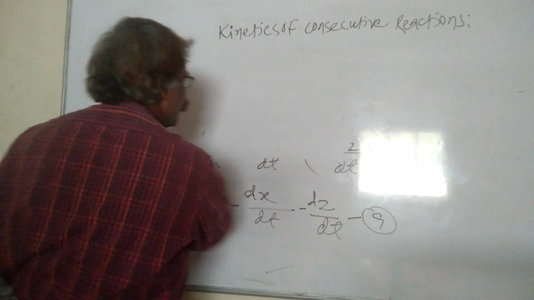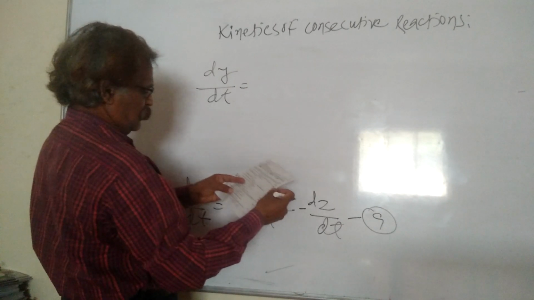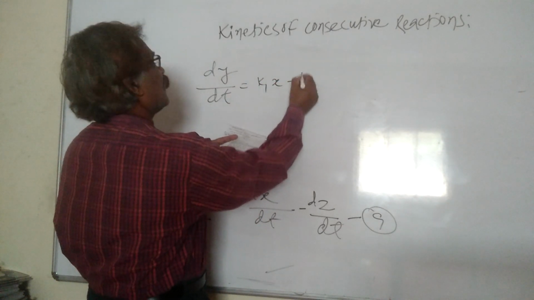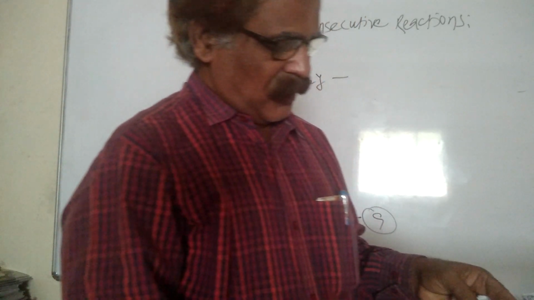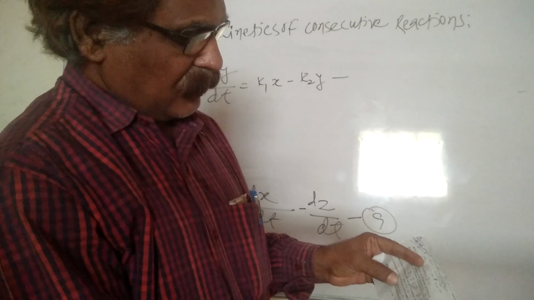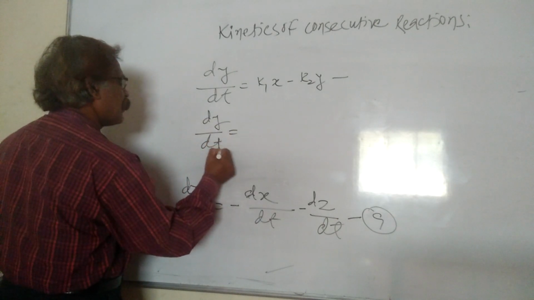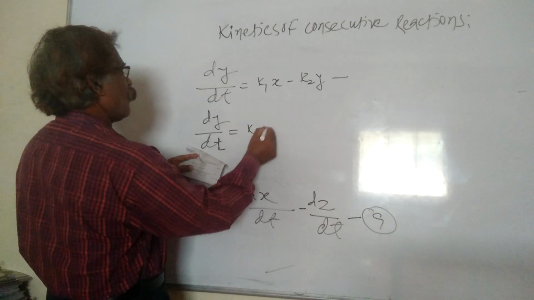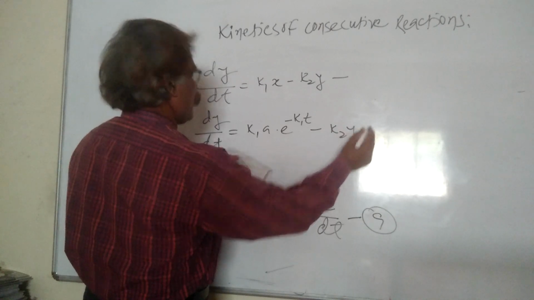Substituting equation number 3 and equation number 8 in equation number 9, we get dy upon dt is equal to k1x minus k2y. Now substituting the value of x from equation number 7 in the above equation, we get dy upon dt is equal to k1a into e to the power minus k1 into t minus k2y.